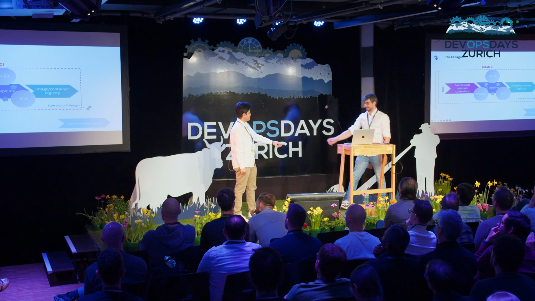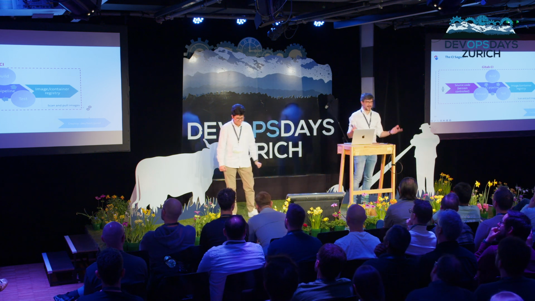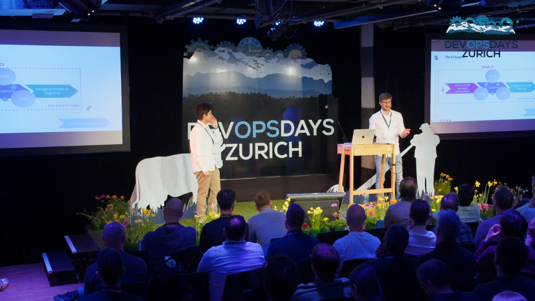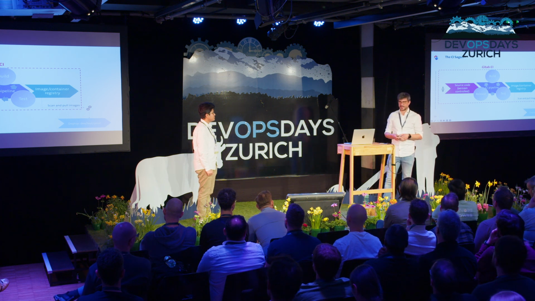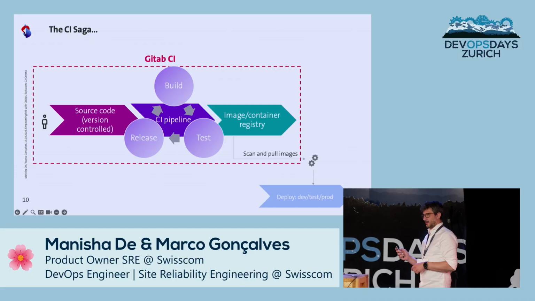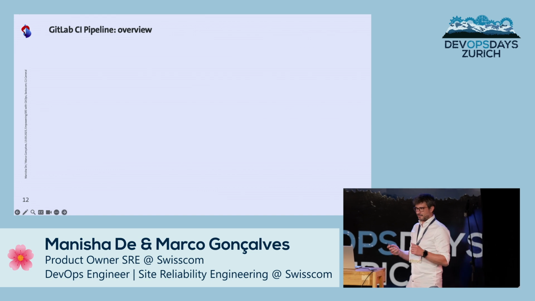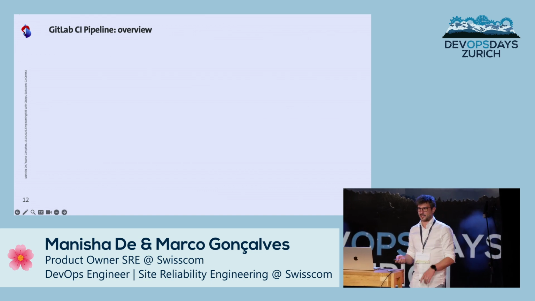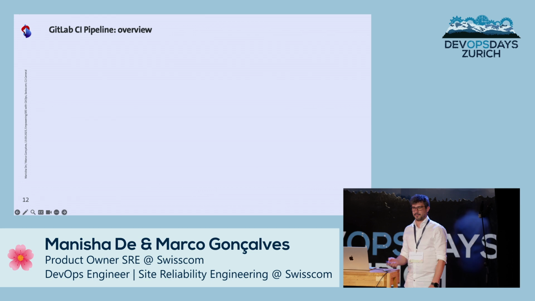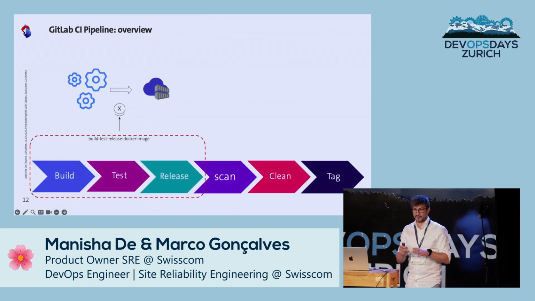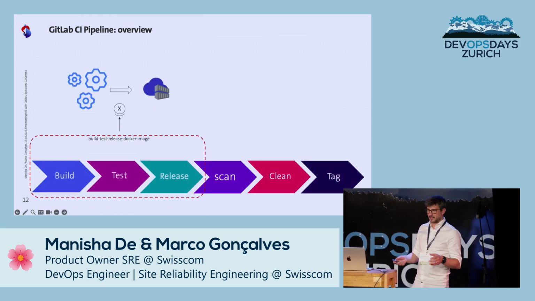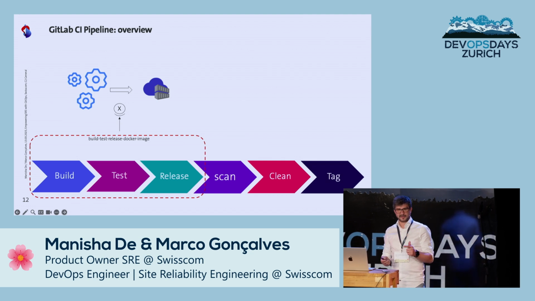Yes. So, thank you, Manisha. So the CI part will remain unchanged, whether it is a traditional push approach or a GitOps pull approach. So let's have just a quick overview in our traditional GitLab CI pipeline. So we have a commit. This will trigger our pipeline. First step, build, test, and release.